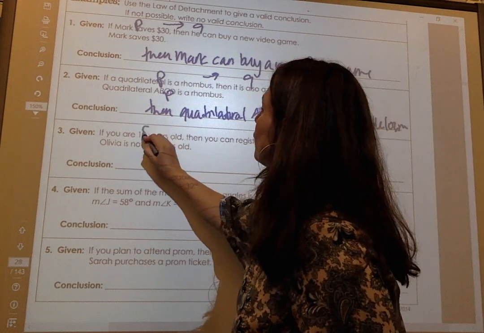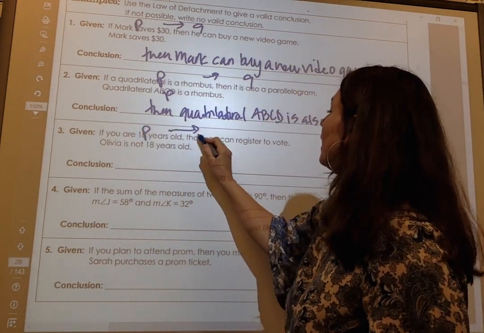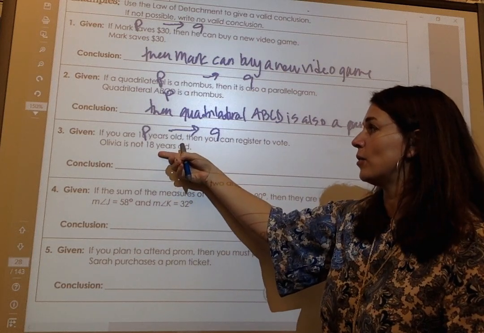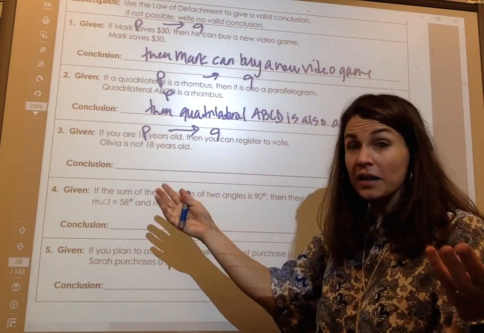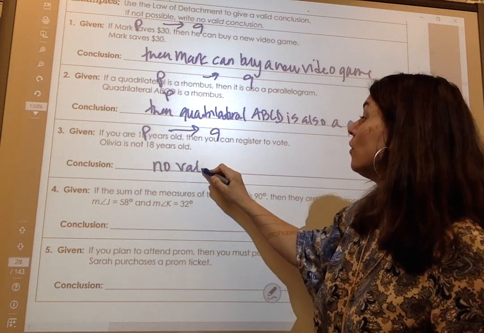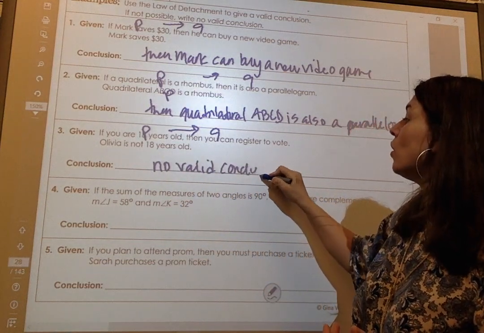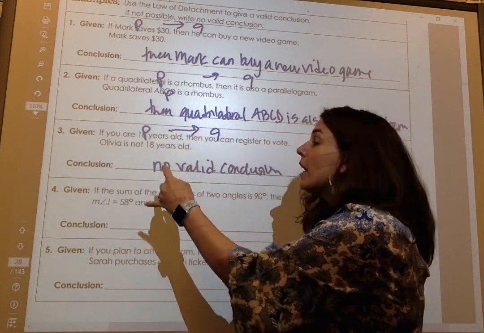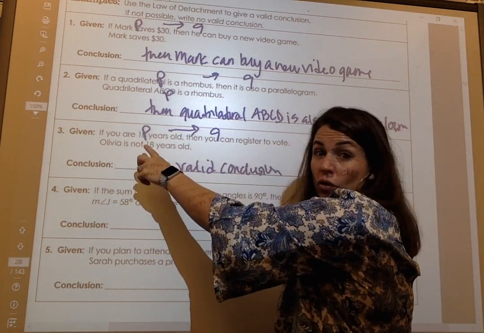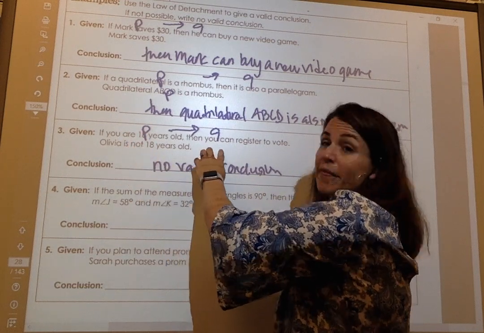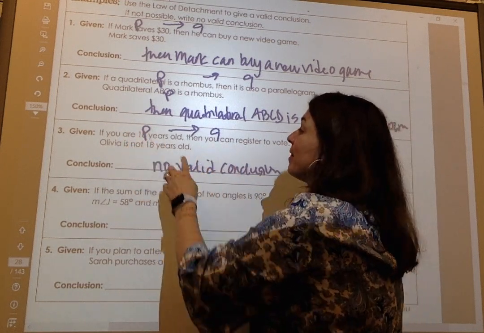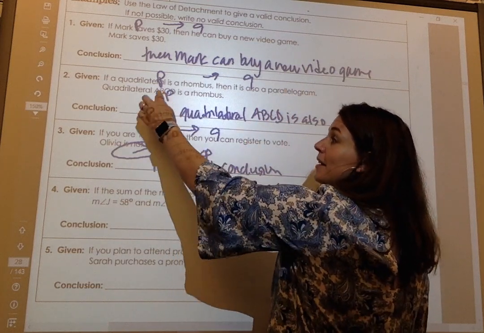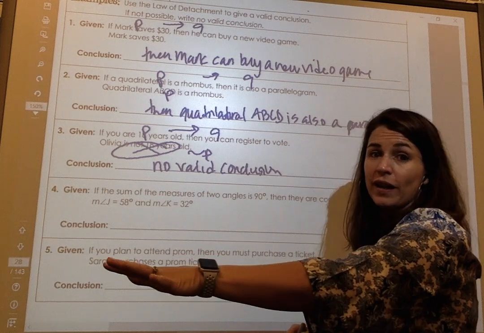If you're 18 years old, that's my P statement, then you can register to vote, Q. Olivia is not 18 years old. Well, no valid conclusion. You can only conclude something if they give you my P statement. Now, if it said Olivia is 18 years old, like my hypothesis, then I can say they can vote. But this is not P. This has to be P. If it's not P, no valid conclusion.